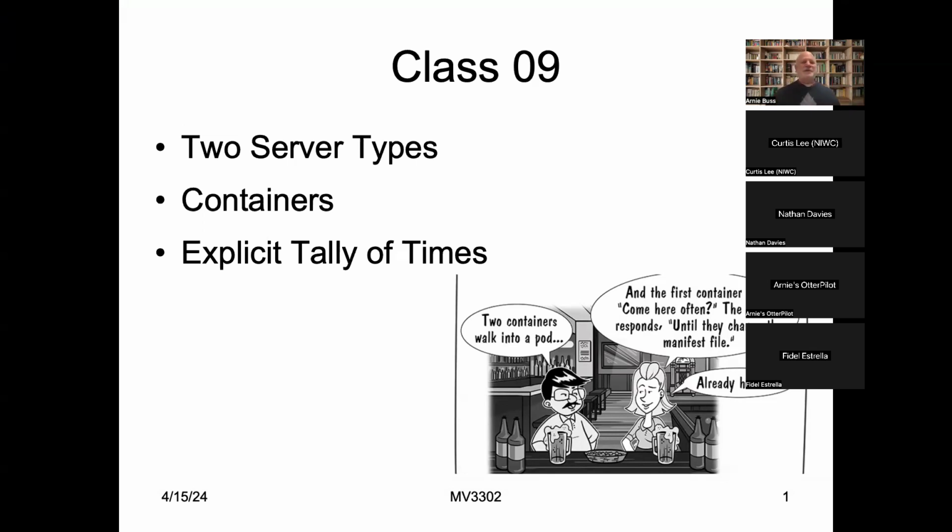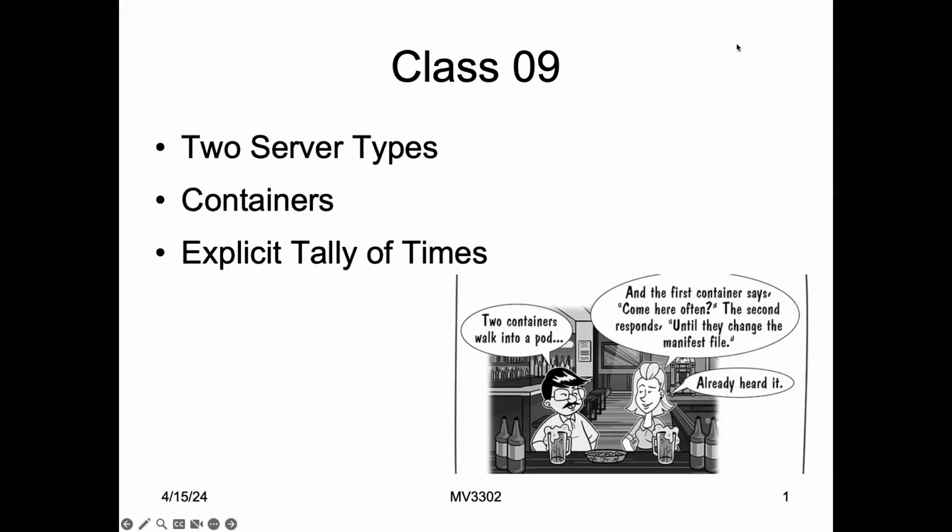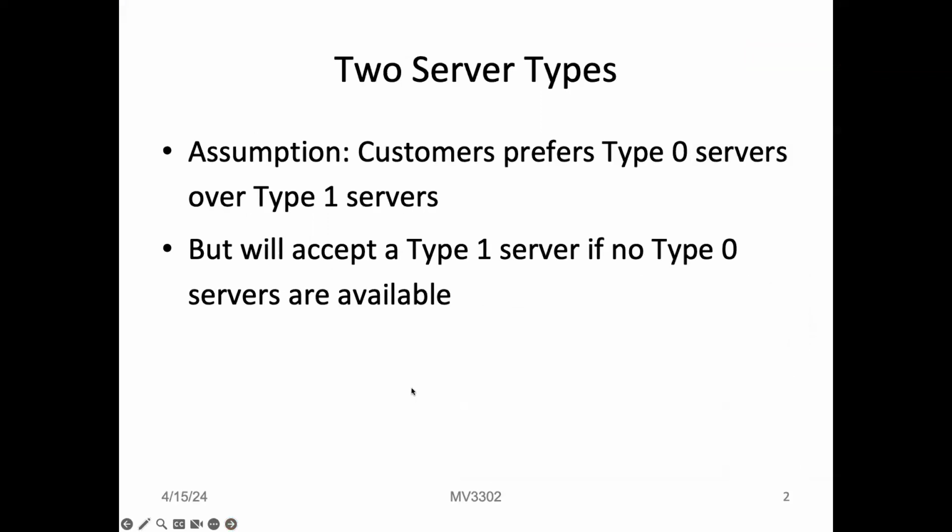So, okay, today, basically two models, but then one additional element to our modeling, which is the use of containers, and we'll see why that came into play. But first is another variant of our multiple server queue, and that involves having two types of servers. So let's look at that.